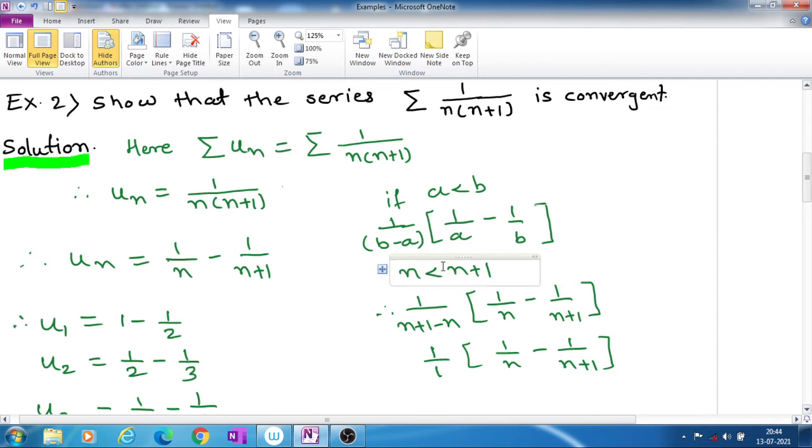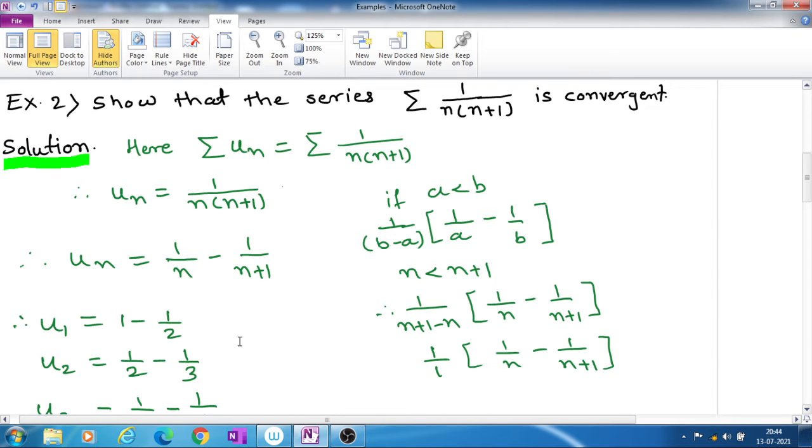Let us see another example. Show that the series 1 upon n into n plus 1 is convergent. So denote the given series as summation Un. So summation Un is equal to summation 1 upon n into n plus 1. Therefore Un is equal to 1 upon n into n plus 1.